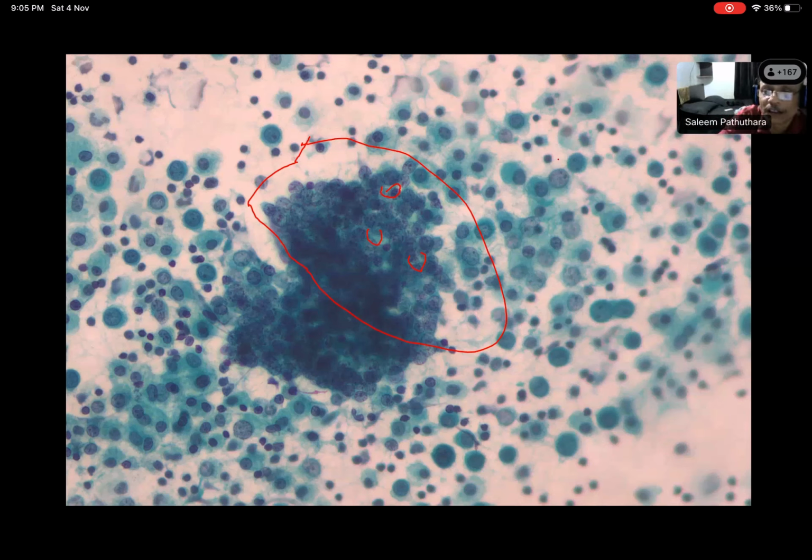But what would be your morphological appreciation? You just said this is stippled chromatin. They are forming small nests and small acinar-like patterns. So what would be your diagnosis? Suppose you want to refine your diagnosis. Adenocarcinoma, sir. Yeah, hepatocellular carcinoma, if it's a liver mass.